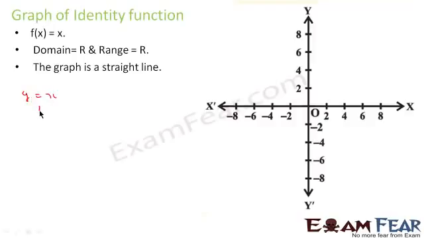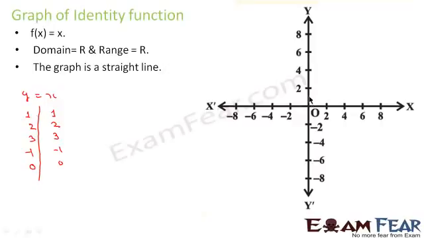Let me draw the values here. For x is equal to 1, y is equal to 1. For x is equal to 2, y is equal to 2. For x is equal to 3, y is 3. For x is equal to minus 1, y is minus 1. For x is equal to 0, y is 0. Let us plot these values on the number line.